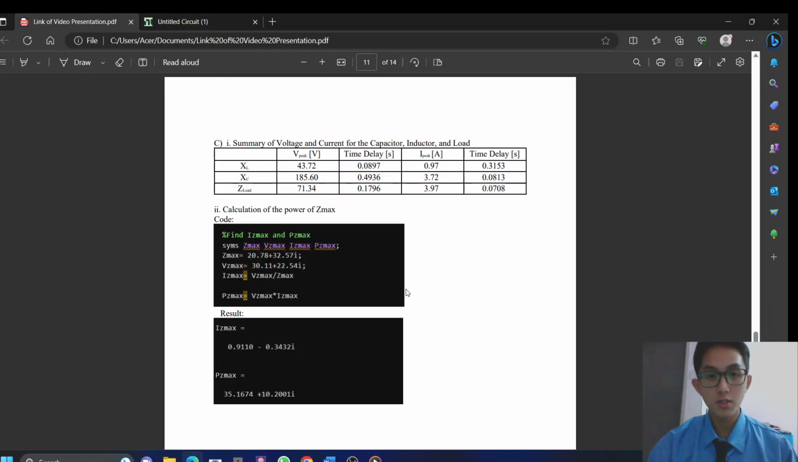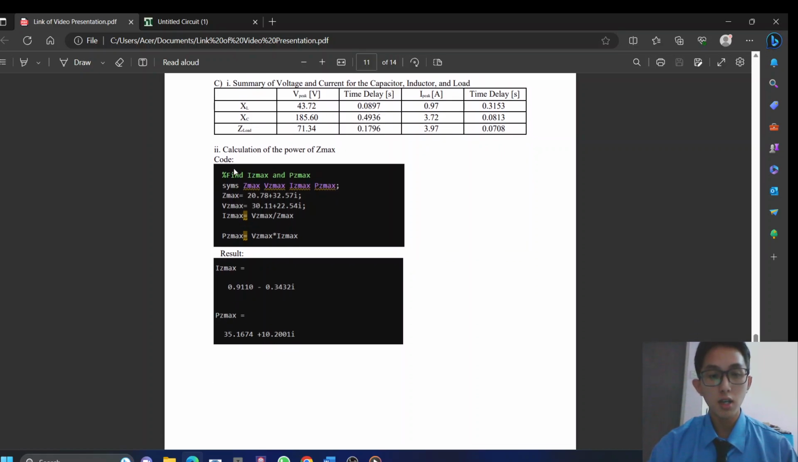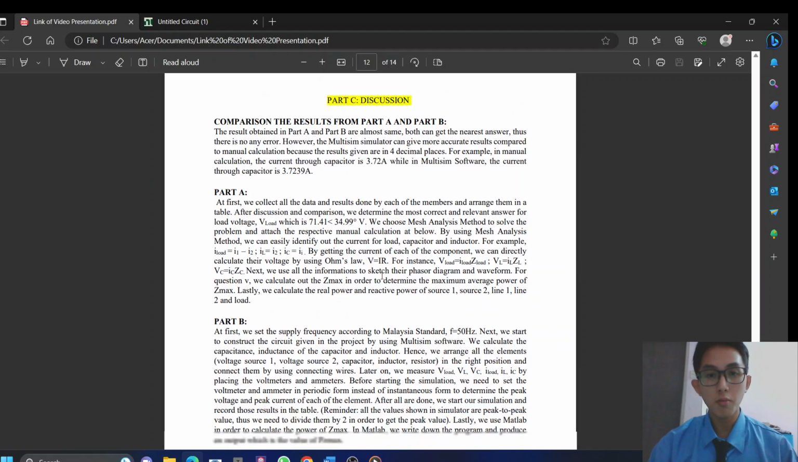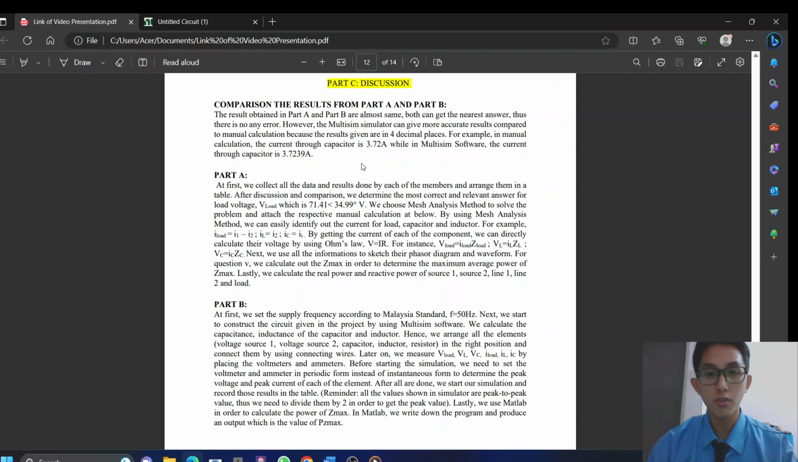Next, this is the summary of voltage and current for the capacitor, inductor, and load. The last one is that we also use MATLAB to calculate the power of Z max. This is our program or code, and this is the result here. This is the discussion part.